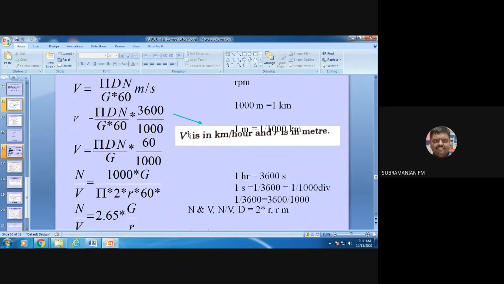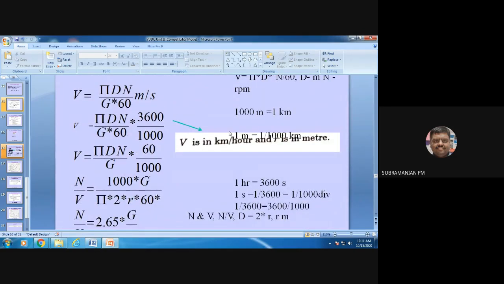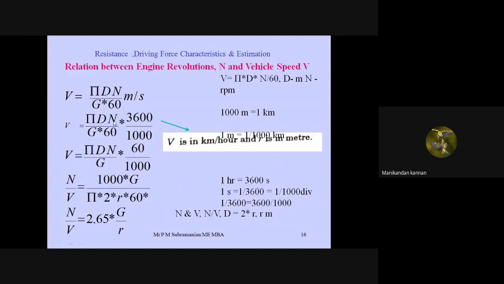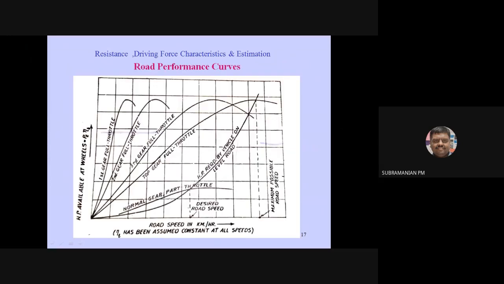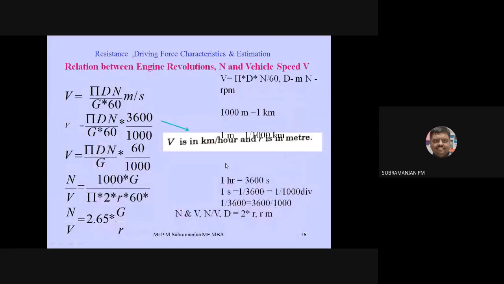You copy this, no need to copy this one, just copy this one, okay? And you write V is in kilometer per hour, R is in meter. No need to copy the left hand side, right hand side. When I have explained, you know, I have typed, no need to copy that. Just copy this one. Very, very important. After copying, you inform me. Any doubt, you can ask.